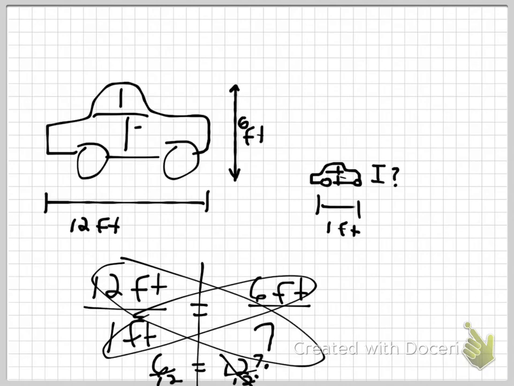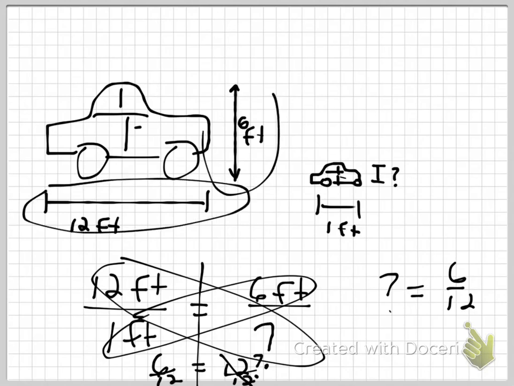That's gone. That leaves me with question mark equals 6 over 12, which is 1/2. So 1/2 foot, right? 1/2 of a foot. Think about it. I want you to see this. If the length of the car is 12 and the height is 6, it means that the height is about half the size of the length. Does that make sense? So then if that's true, what is half of 1?